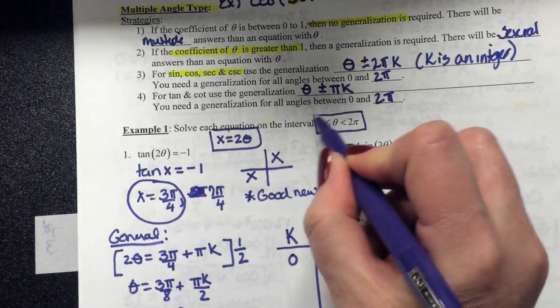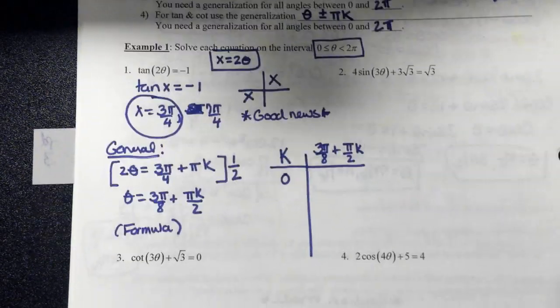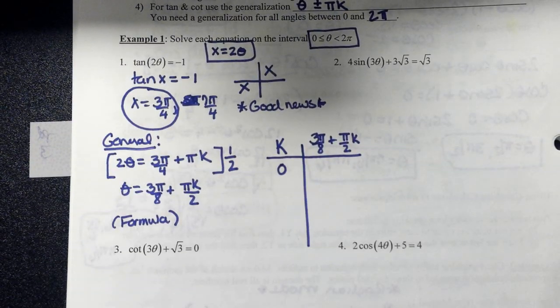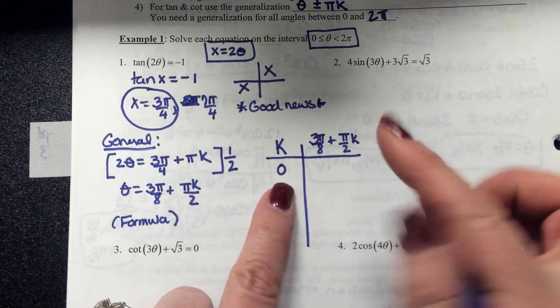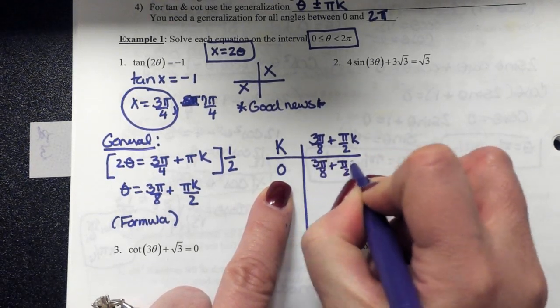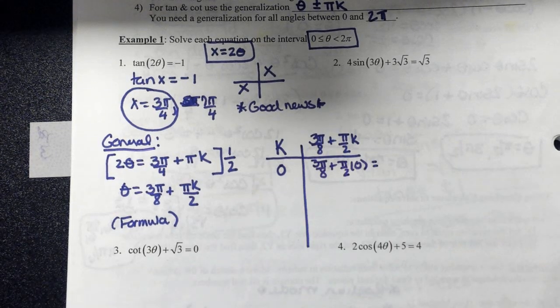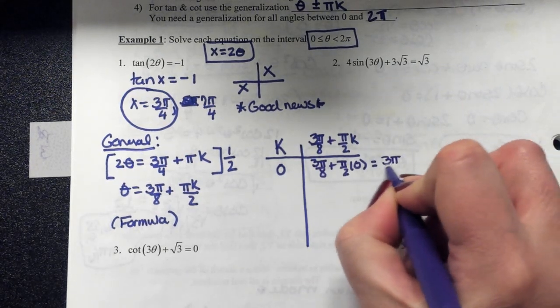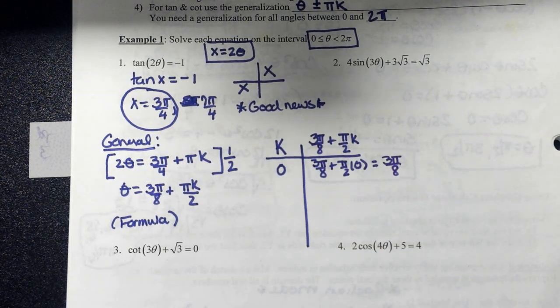Remember, I'm looking for angles between 0 and 2 pi. So I can stop plugging numbers in when I start getting angles greater than 2 pi. So start with 0. What happens when I plug 0 in for K? Well, I end up with 3 pi over 8 plus pi over 2 times 0. So what's my first answer going to be? 3 pi over 8. So there's one of my solutions. Am I still smaller than 2 pi? Is 3 pi over 8?